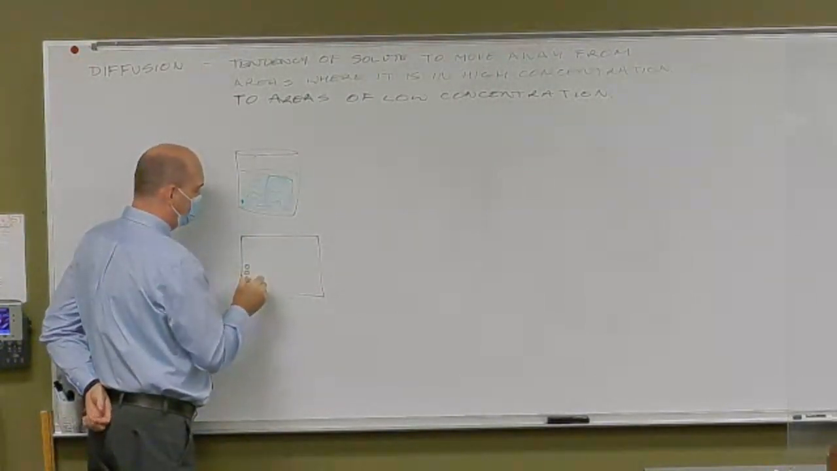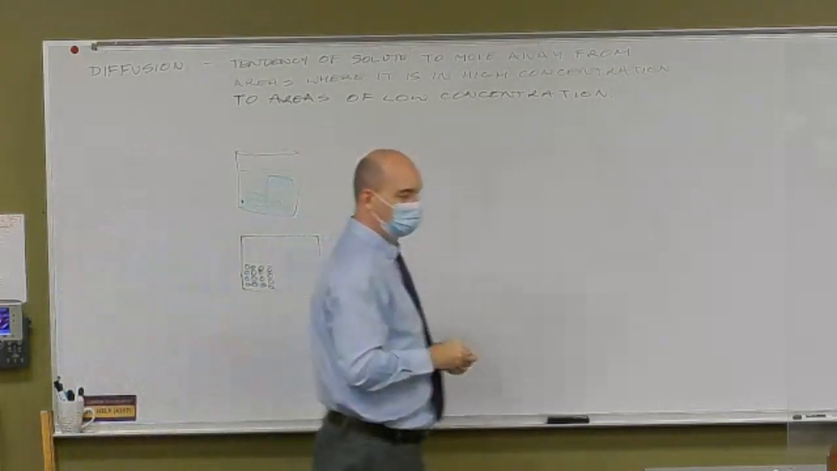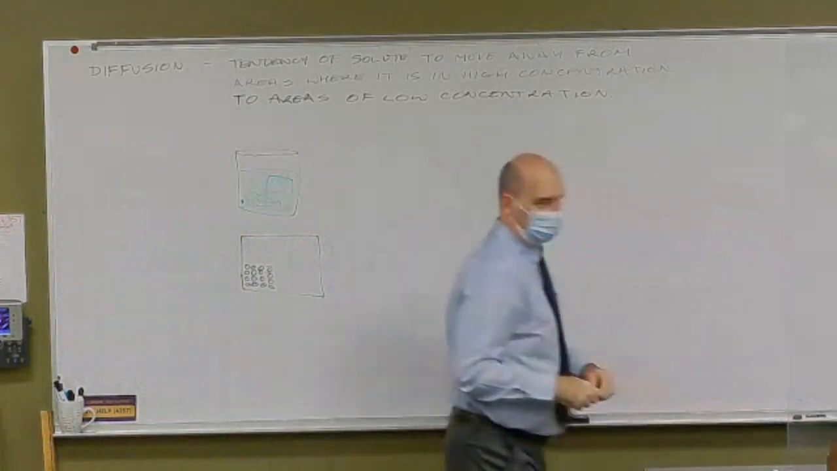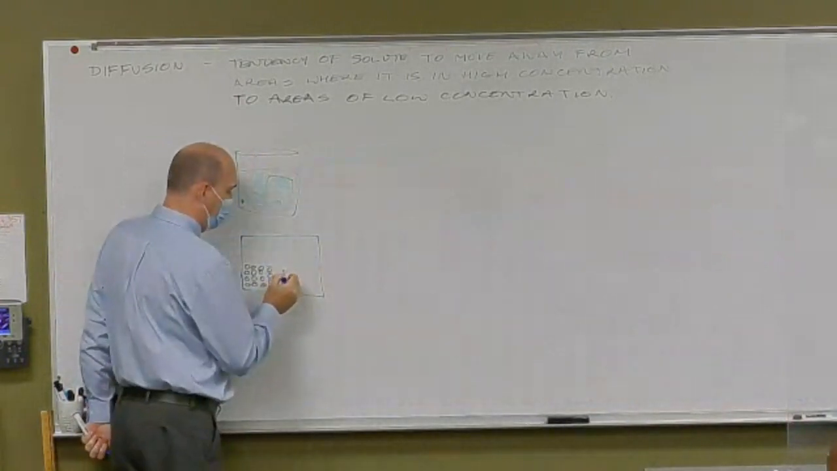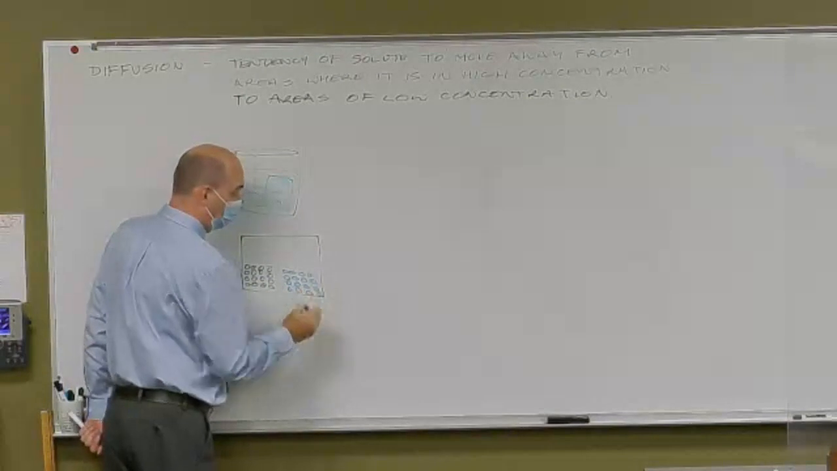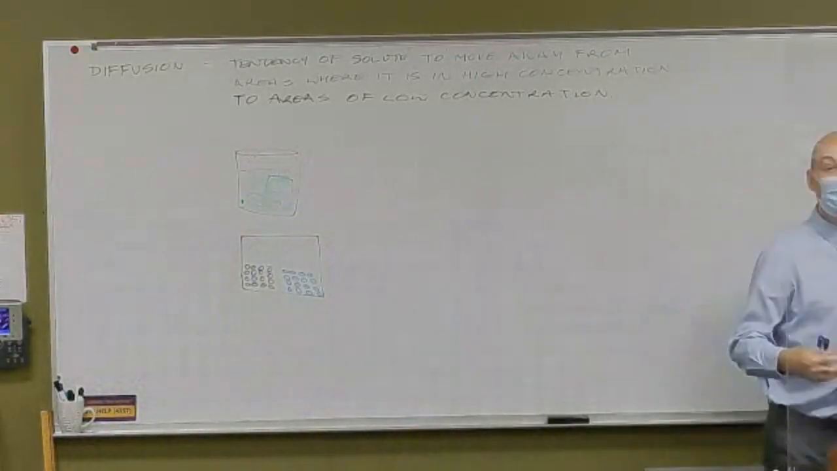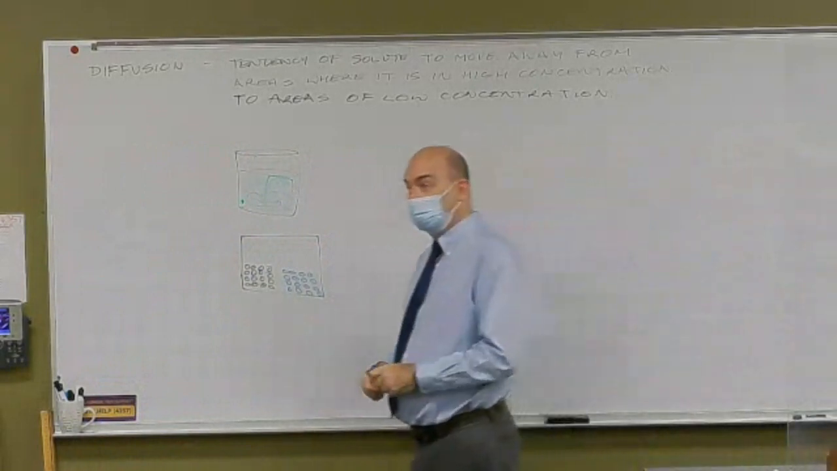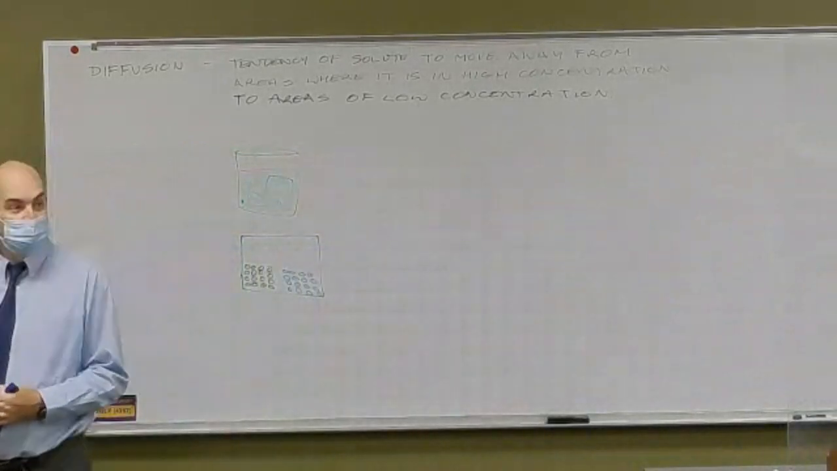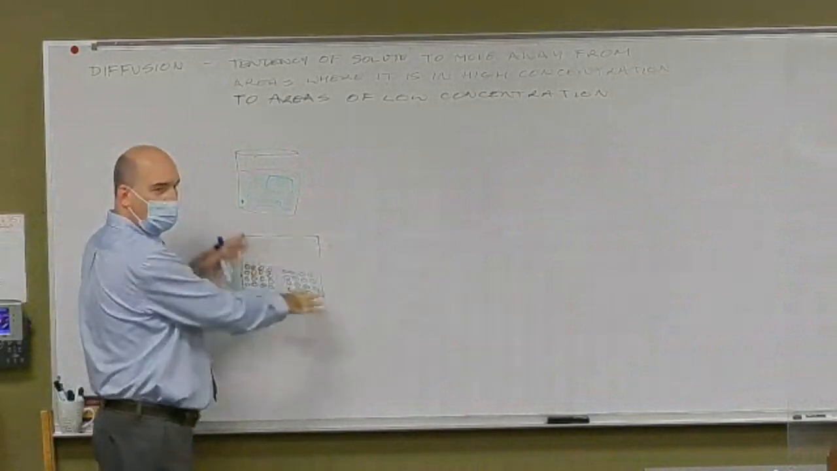But if I gave you a box, and this side of the box contained black spheres, and this side of the box contained blue spheres, and I said, shake the box. Shaking the box is the same as adding kinetic energy. Then what happens is these all intermingle, right?